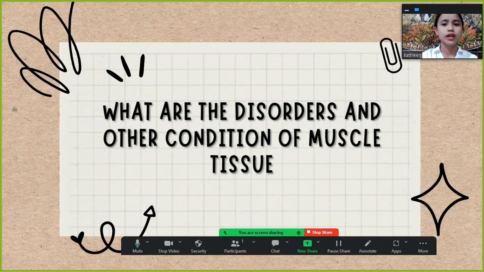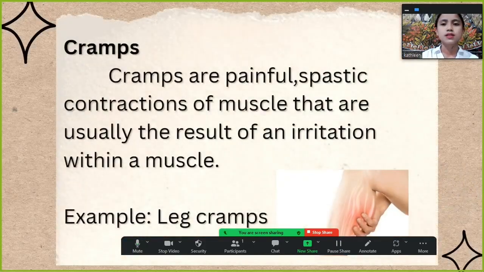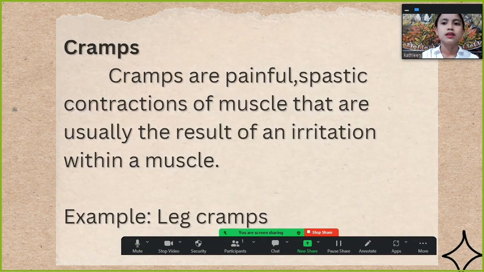What are the disorders and other conditions of muscle tissues? Cramps. Cramps are painful spastic contractions of the muscle that are usually the result of irritation within a muscle. Example, leg cramps. Kani ma-feel na nimo dapit na sa bagtak. So, basta magsakit na siya dara dapit sa bagtak mo na siya cramps.